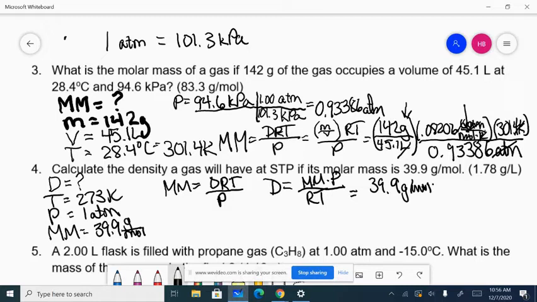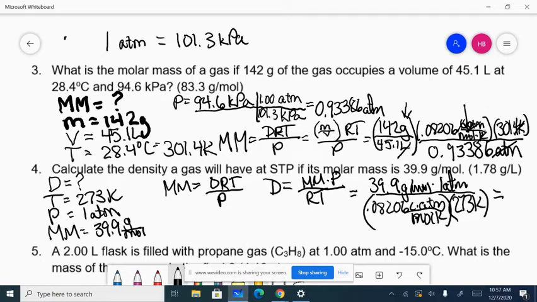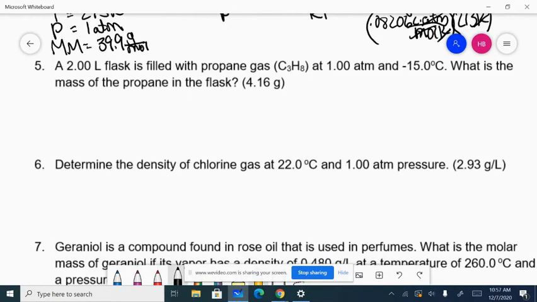Now I'm just going to fill in what I do know. And then after I fill in my knowns, I'm going to check that my units all cancel out. And that should give me the right answer. Moles, moles, atmospheres, atmospheres, K, K, and I'm left with units of grams per liter, which is what I'm looking for. Let's keep rolling on to number 5.